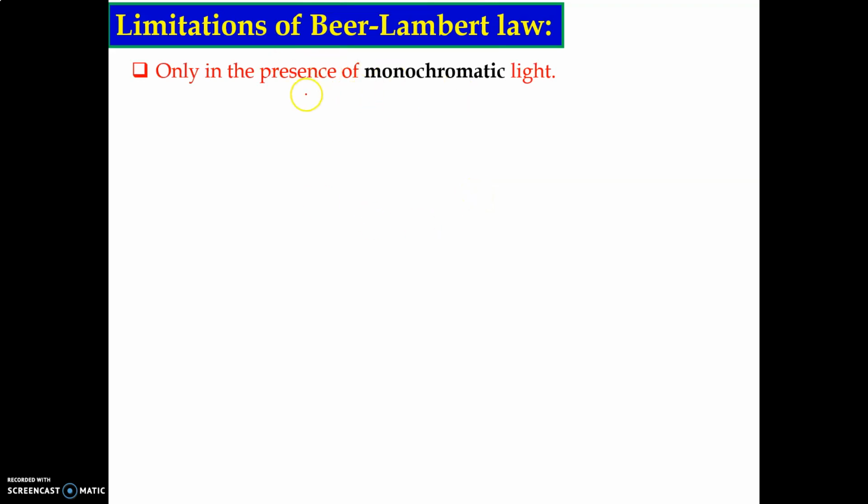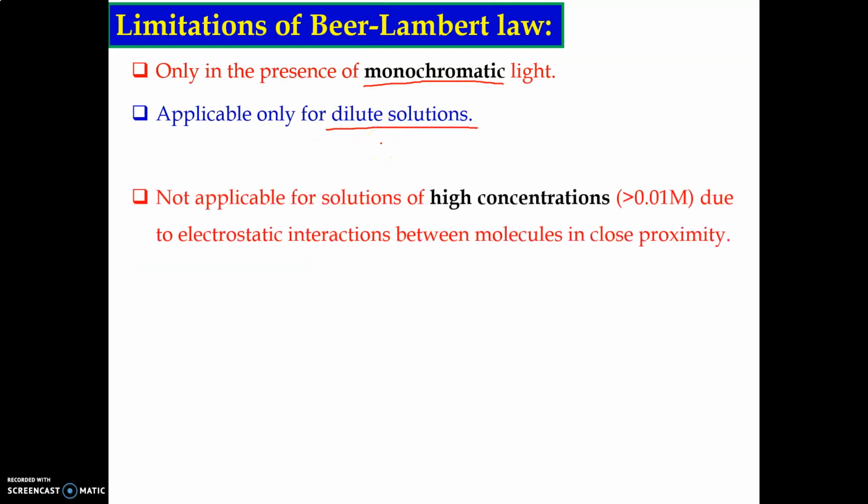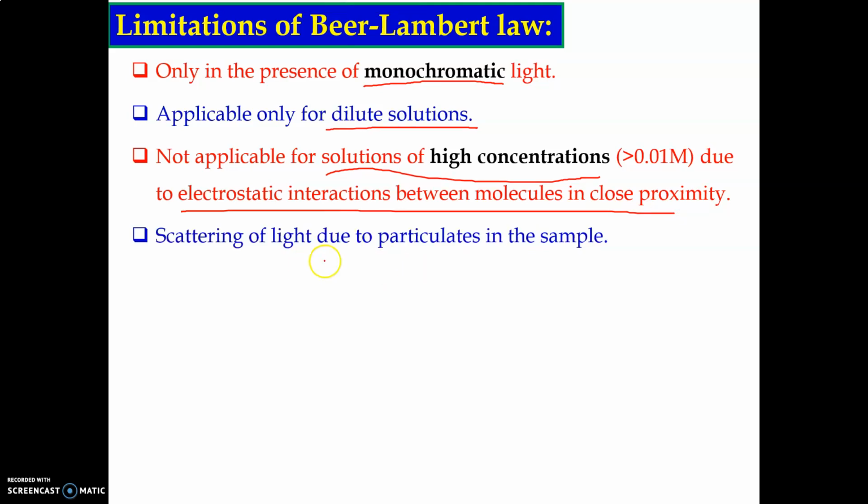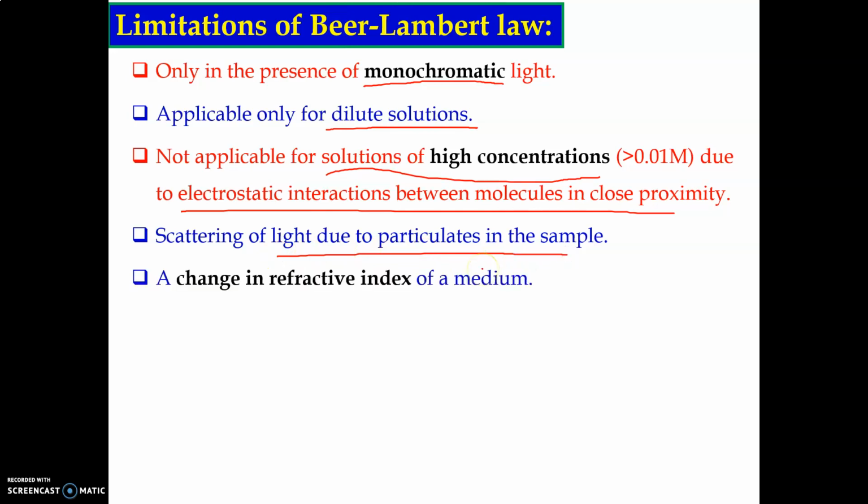Beer-Lambert law is applicable only in the presence of monochromatic light. If it is polychromatic, then Beer-Lambert law will not be obeyed. And also it is only applicable for dilute solutions at very low concentration. It is not applicable for solutions of high concentration because there is an electrostatic interaction between molecules when they are in close proximity. And also if there are any particulates in the sample, then Beer-Lambert law will not be obeyed.